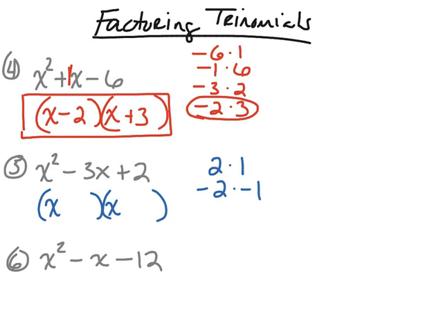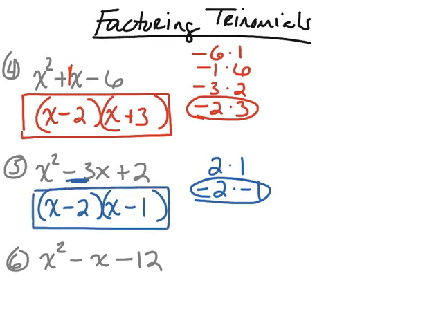What I want are the ones that add up to a negative 3, our middle term here. And the only two numbers that are going to add up to a negative 3 are these two numbers right here. So those are the numbers that I'll be using, a negative 2 and a negative 1. These are my factors of x squared minus 3x plus 2.